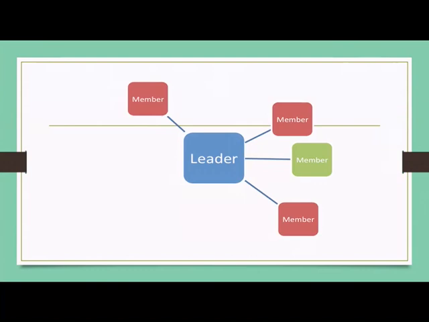So this is the diagram showing the autocratic leadership style. Leader is there, then there are different members. So all instructions are given by the leader to the members. Members are not consulted at all for making any type of decisions.